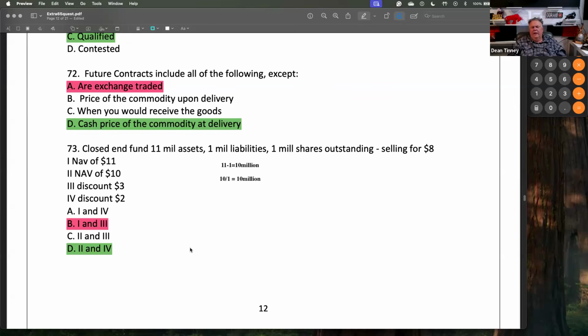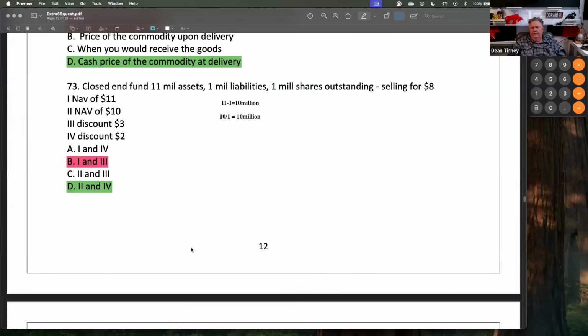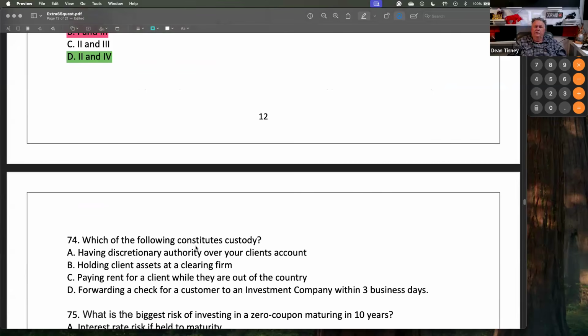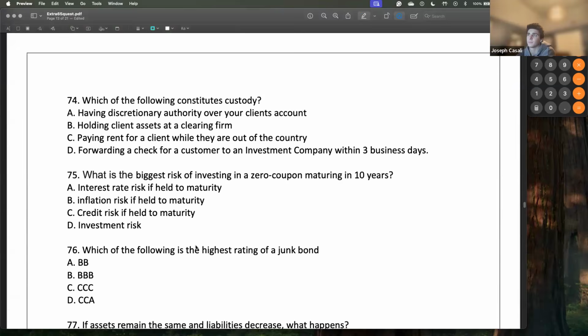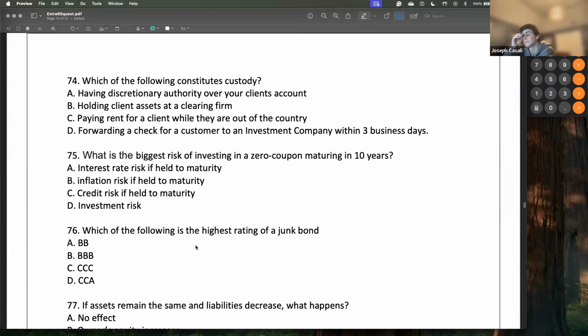I don't think this is really high risk, but boy, you are going to get tormented on the difference between closed and open end, knowing that open end funds would never be trading at a discount to NAV. Which of these constitutes custody, so you can steal their stuff?